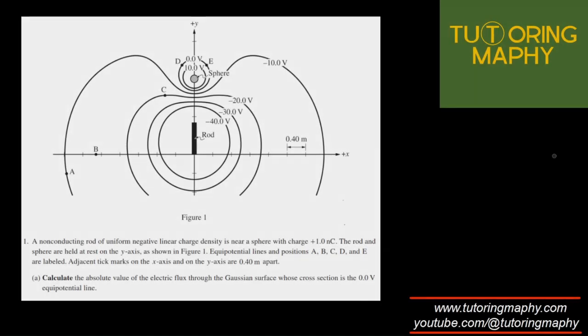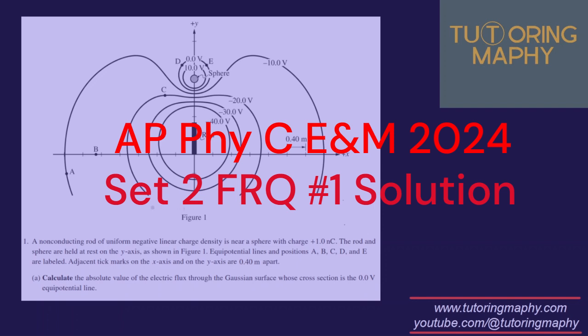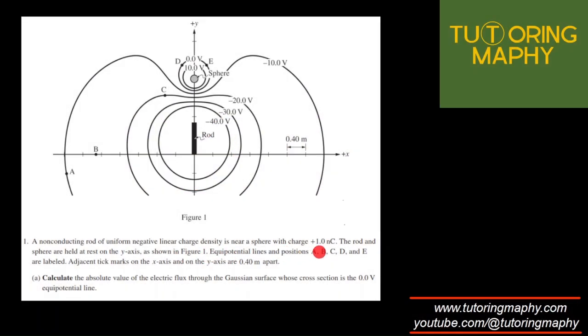All right, let's talk about AP Physics C E&M 2024 actual exam, set 2, question 1. A non-conducting rod of uniform negative linear charge density is near a sphere with a positive charge. So this is where the rod is, this is where the sphere is. And the rod and sphere are held at rest on the y-axis. Equipotential lines are shown, and the positions are labeled.